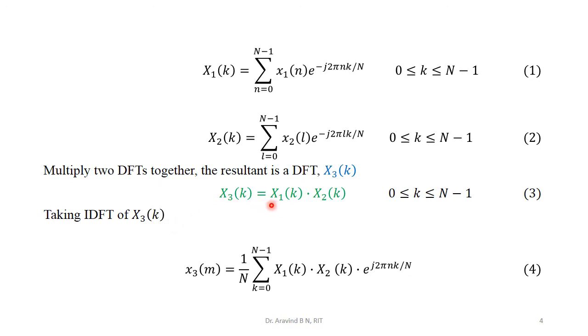So for this equation 3, on both sides we are applying the IDFT. So IDFT of x3 of k is x3 of m, and on the right hand side, using the IDFT formula we get 1 divided by n summation k equals 0 to n minus 1 of x1 of k into x2 of k multiplied with the exponential component. Let us call this equation 4.